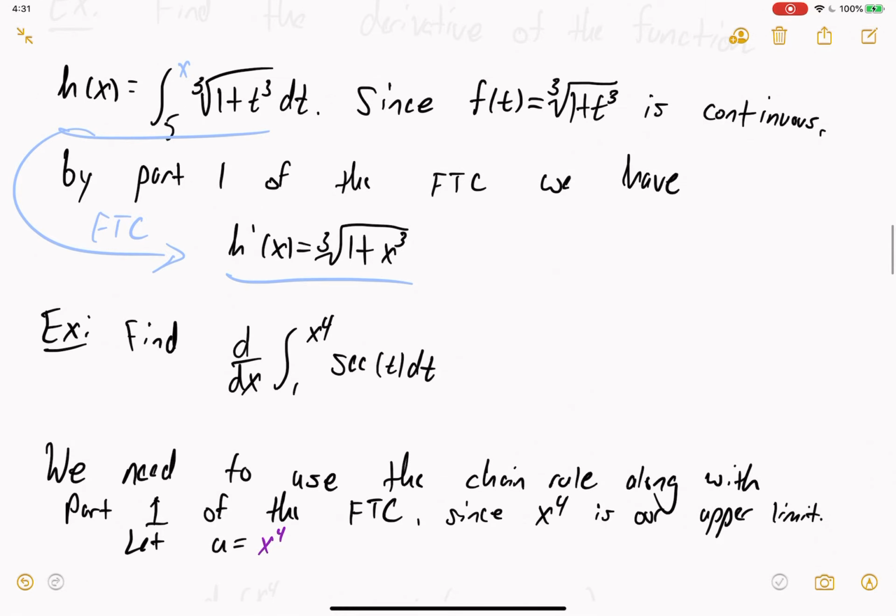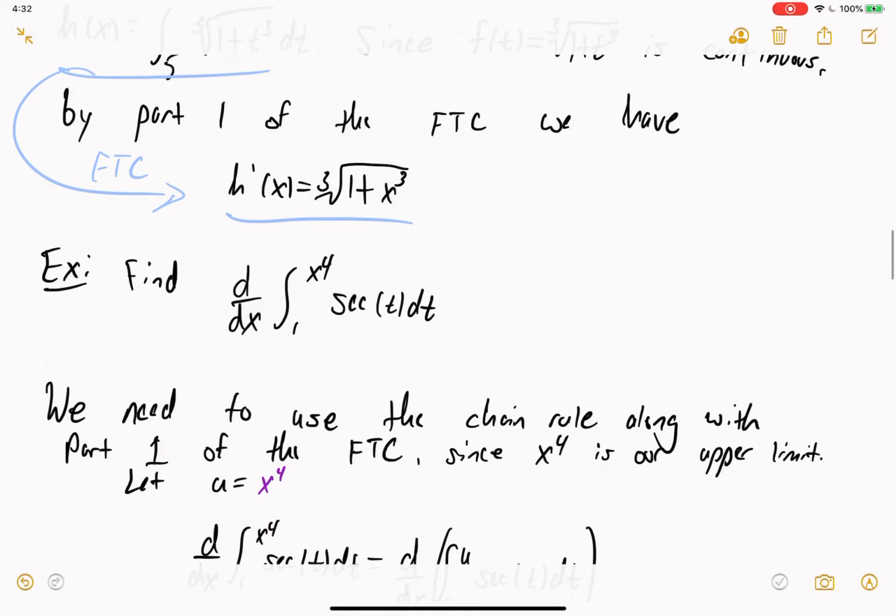But let's do a more concrete example. Let's do d/dx of the integral from 1 to x to the 4th of secant of t dt. So remember that the function g of x gives you an area. It gives you the area under the curve for some function from a to x. And if we have x to the 4th, then when we change that x value a bit, the change is going to be a lot bigger corresponding to that x to the 4th.